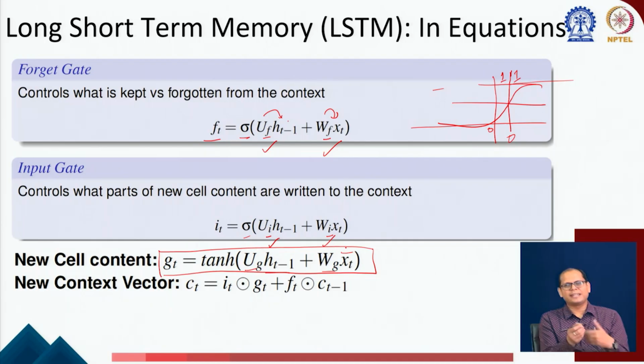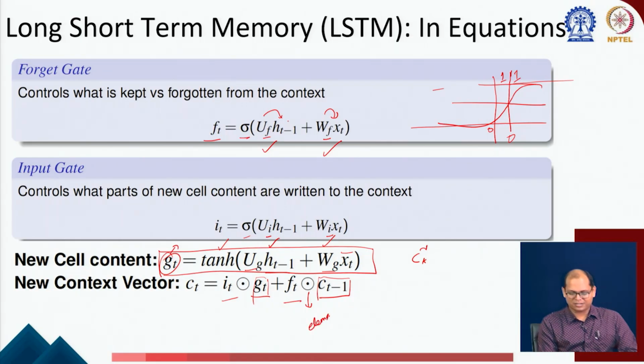I know I do not need a gate for new cell content. I can use sigmoid anyway, but just to distinguish, I do not need a gate here, right. So, this is my new information. This I was calling as CT tilde. So, here I am writing it as GT. And now, you have your CT minus 1, the previous cell state, and the new information. You control how much you will use of these using forget gate and input gate, right. So, this is an element wise dot product.